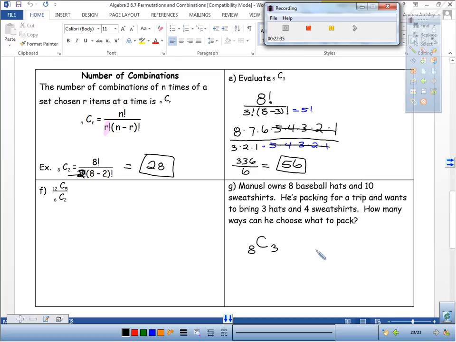And let's do the sweatshirts. I have 10 sweatshirts to choose from. And how many taking with me? 4. Now is this together or separate? Right, together. So that means an and, so you're multiplying these together. So you're going to find a combination of 8 choose 3, and times the combination of 10 choose 4. And let's start with just those numbers.